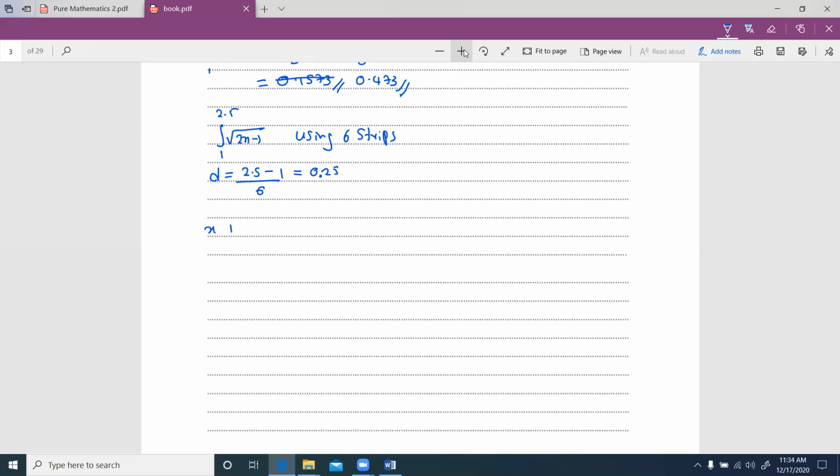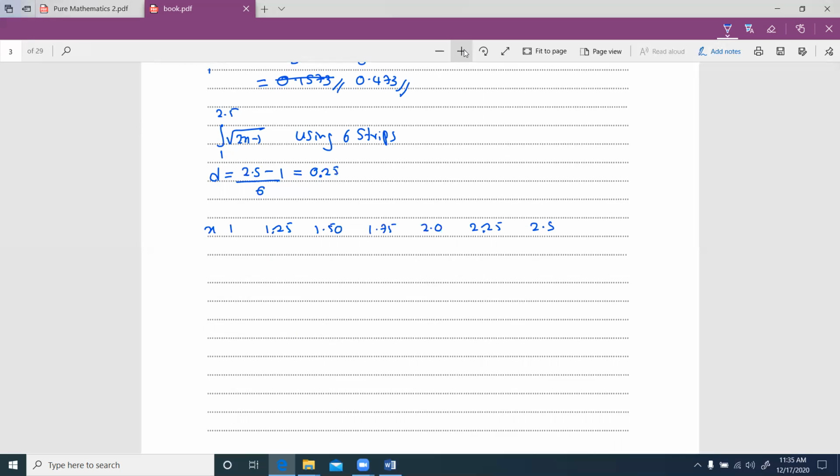Then we'll start with the x values. Starting from 1, then 1.25, 1.50, 1.75, 2.0, 2.25, 2.5. So if you want 6 stripes, you should get 7 coordinates, because when you count the number of boundaries, there should be 7 boundaries to cover 6 stripes.